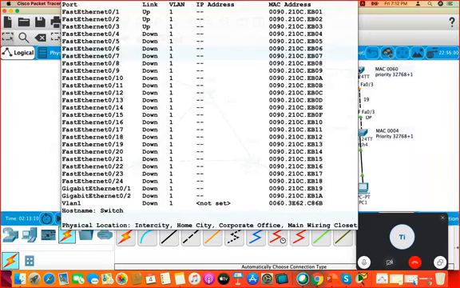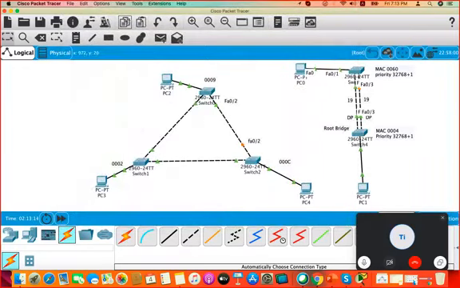F0/1. So these two ports are F0/2 and F0/3, right? So this one is F0/2. And on your right-hand side, the blocked port is F0/3, correct? Yes. This is F0/1. One minute, let me write down FA0/3.